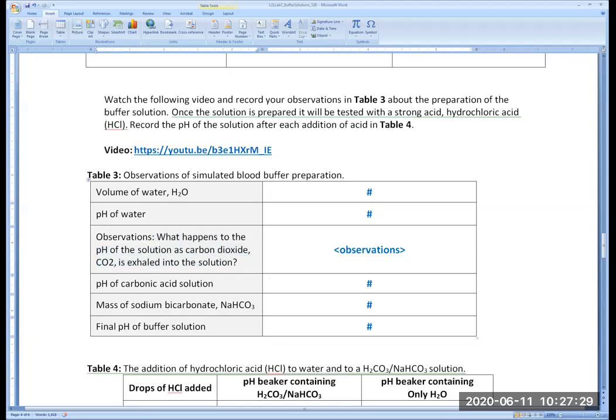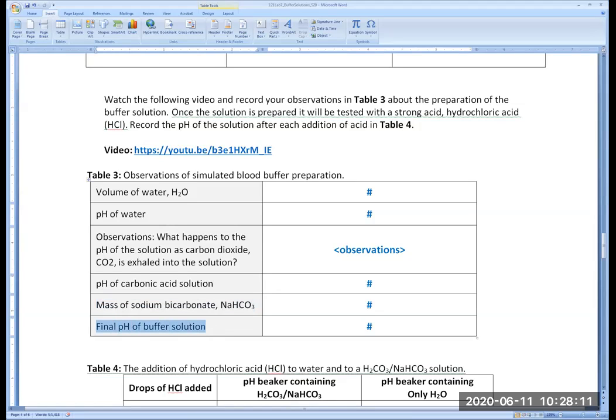pH of the carbonic acid solution. So after the professor has blown into the solution for 2 minutes, the pH will change, and the new pH needs to be entered here. Mass of, and then once we have the carbonic acid in the solution, we want to add the bicarbonate ion. This will be added with the salt or the baking soda. So mass of the baking soda; this is a solid, so that's why you can take the mass. And then once it's dissolved, the final pH of the buffer solution.